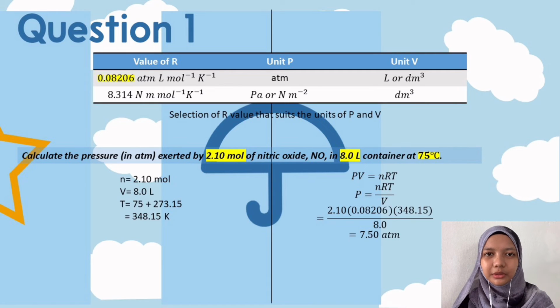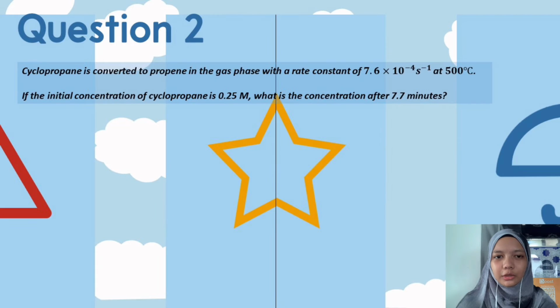Alright, for this question, we use the formula PV equals nRT to solve this question. To find the pressure, just substitute the value of n and constant R, which is 0.08206, and the value of T over 8 liter. So the final answer, we get that the pressure is 7.50 atm. Okay, let's move on to the next question.